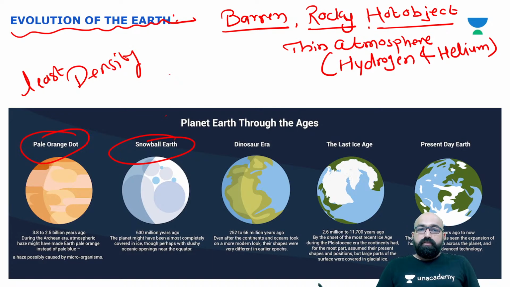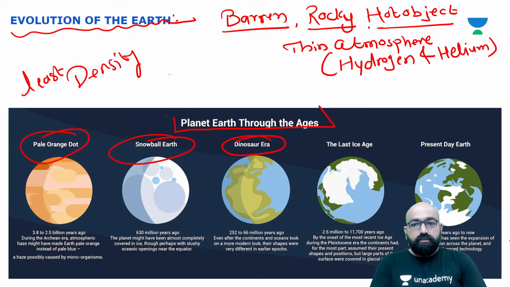Now, the planet Earth through the ages in the dinosaur era, that is 252 to 66 million years ago. Even after the continents and oceans took on a more modern look, their shapes were very different in earlier epochs.